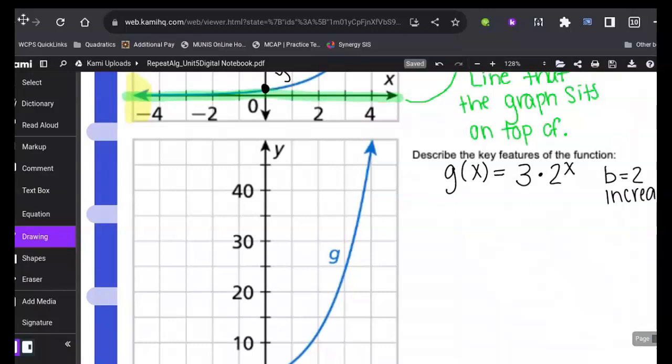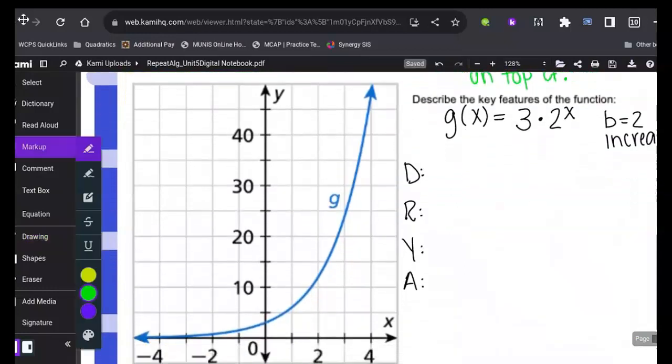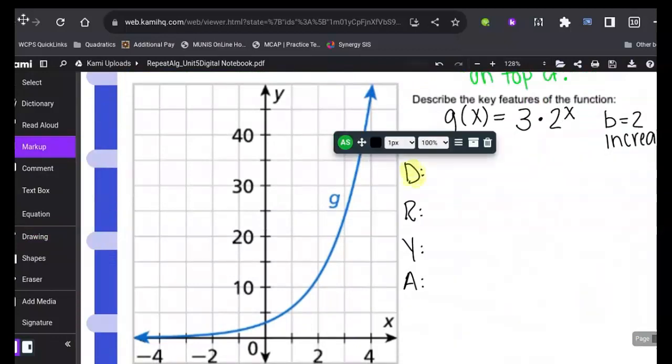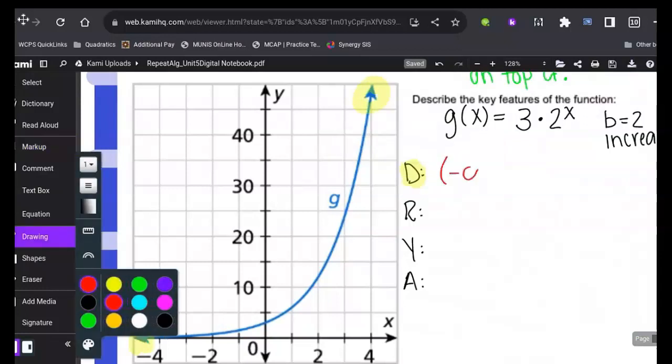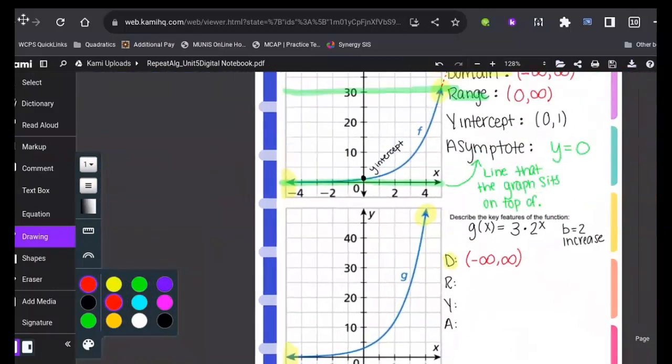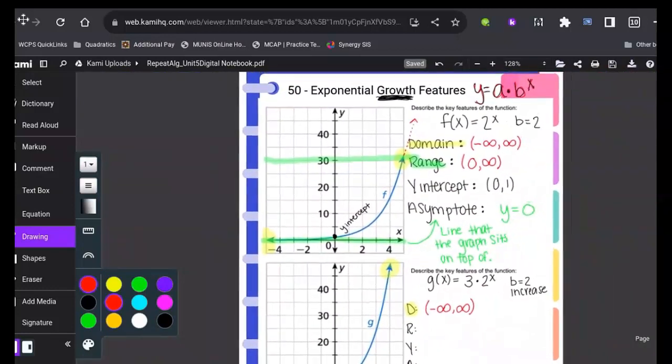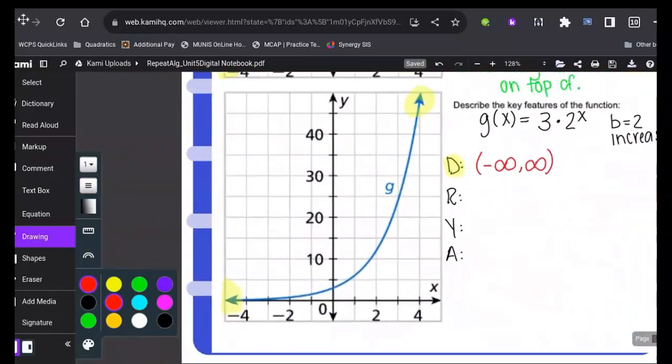So we're going to identify the domain, the range, the y-intercept, and the asymptote, just like we did for the first graph. So we'll start with the domain, and I'm going to highlight that in yellow. So we go from left to right. So here's my left arrow. Here's my right arrow. The arrows mean it goes on forever. So our domain is negative infinity to positive infinity. Very good. So notice that the domain for 1 and 2 are exactly the same. Good job.